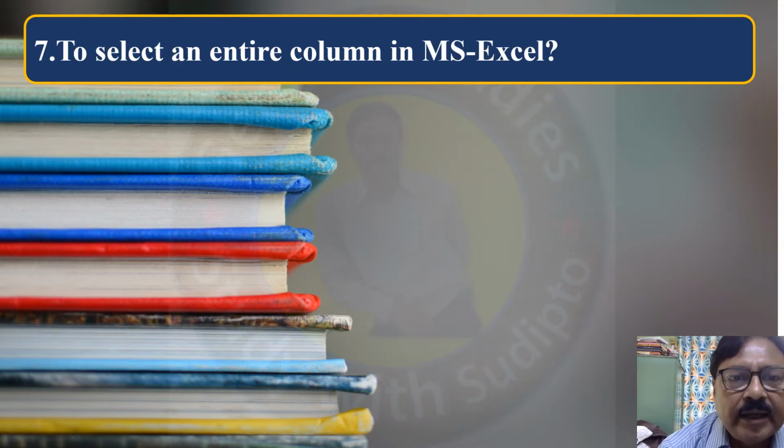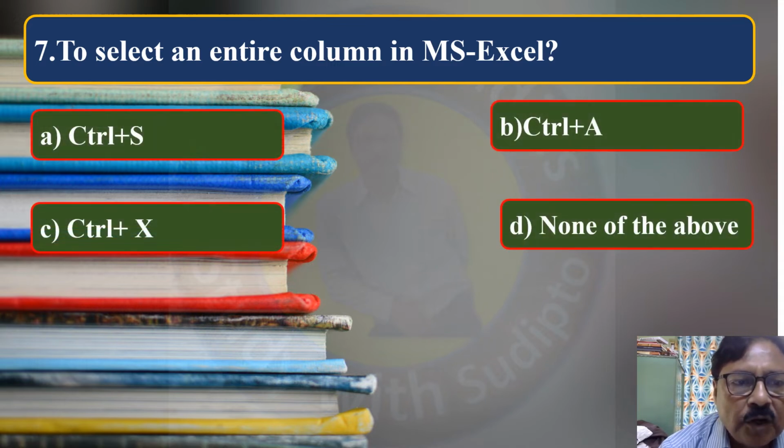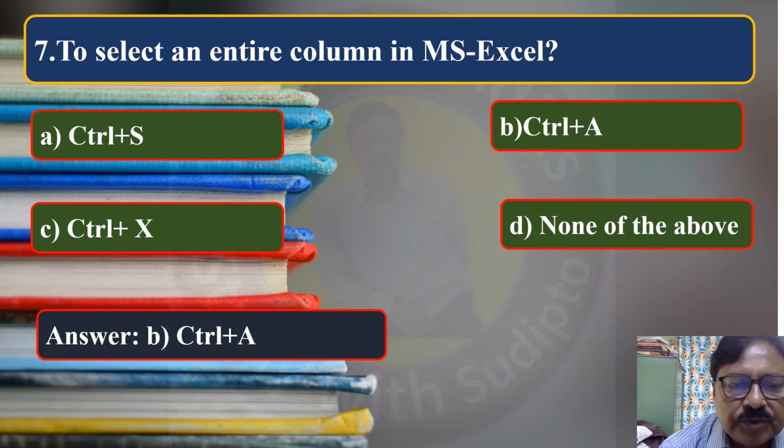To select an entire column of MS Excel: option A Ctrl plus S, option B Ctrl plus A, option C Ctrl plus X, option D none of the above. The correct option is option B, Ctrl plus A.